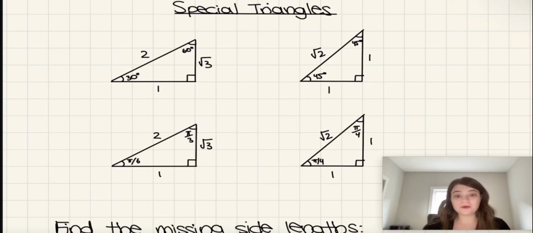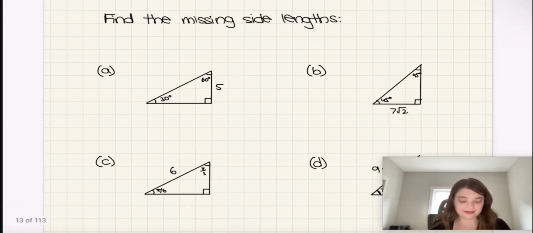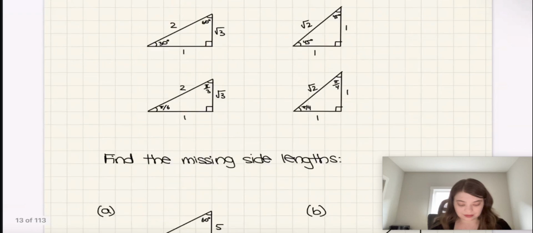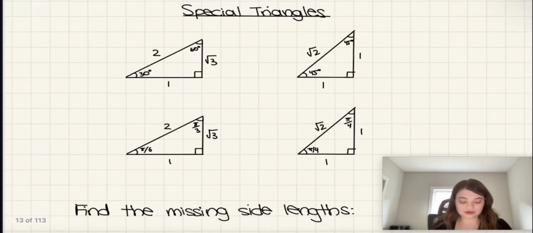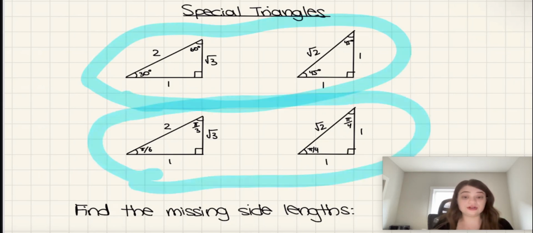So today we are going to be talking about these special triangles and also talking about how to use them in order to find the missing side lengths here. So there are two special triangles. And now I know it looks like there's four, but there's actually only two. These two are the two special triangles in degrees, and then these are the same two, just converted to radians.